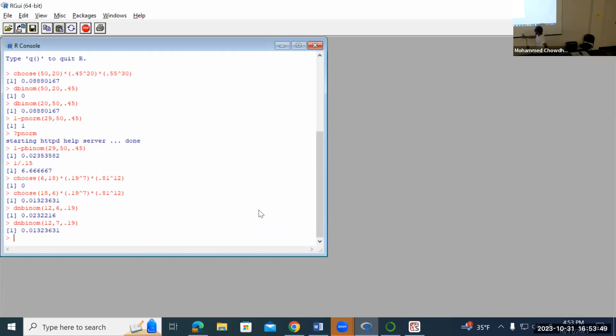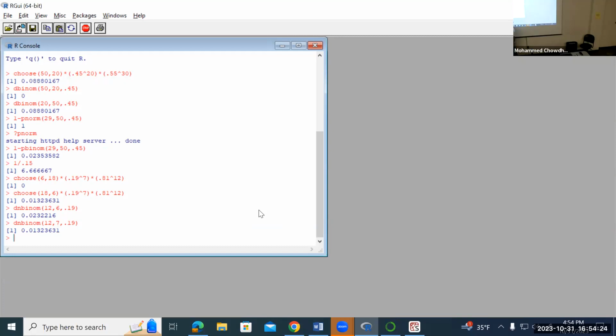So in R, I found these things. So this is a manual computation, right? This is choose. So that means 18 choose 6 times 0.19 to the power 7 successes, times 0.81, which is the failure probability, to the power 12. That will give us this result, and this is by the formula. This is the density of negative binomial: 12 number of failures, number of successes, probability of success. I got this. So these two are matching completely. Okay. So now this is true.